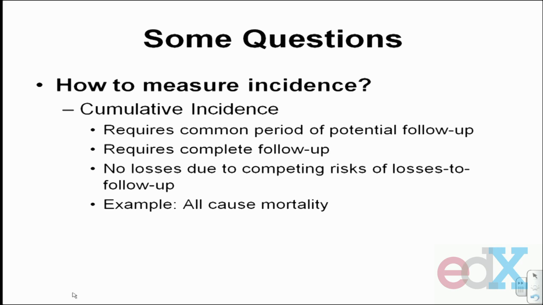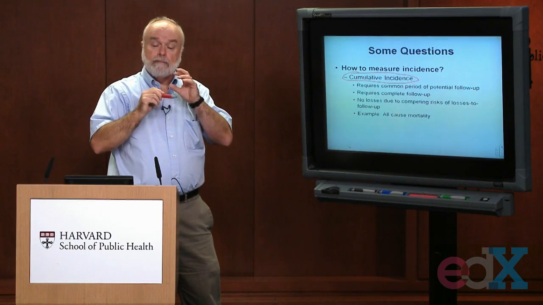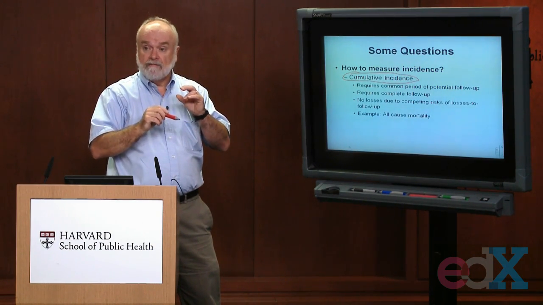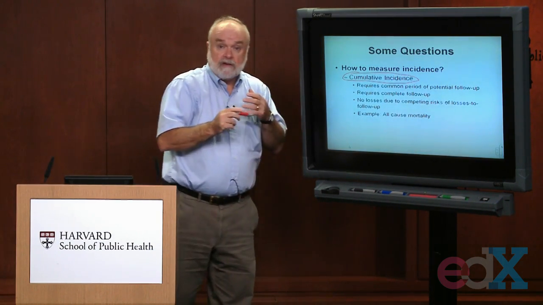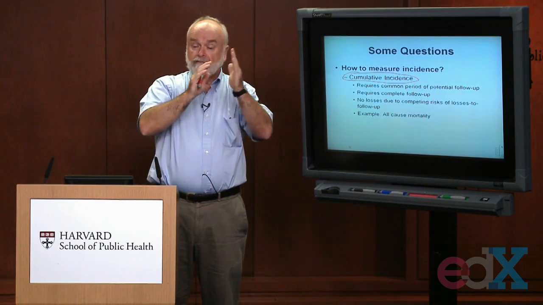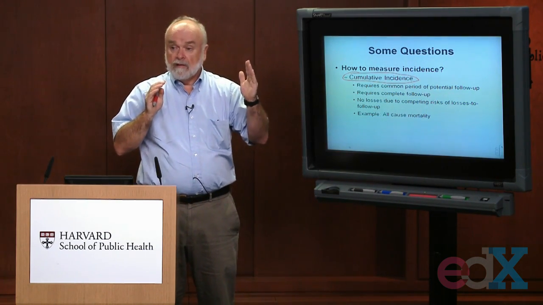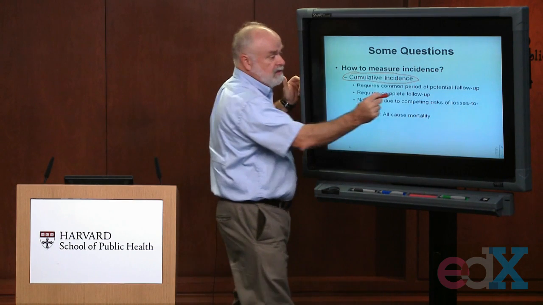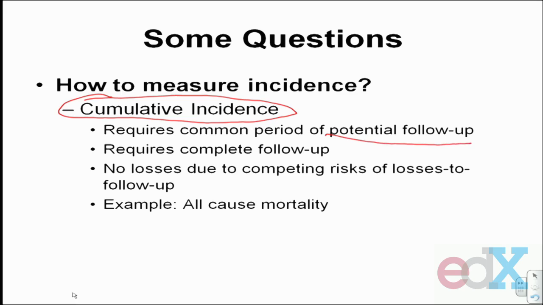Finally, how are we going to measure incidence? Well, we have two ways of doing that. I've talked about cumulative incidence. That can be measured in cohort studies, providing you have complete follow-up on individuals. So to measure cumulative incidence, we have to be able to follow everybody for a fixed period of time. So first of all, everyone has to have the same potential follow-up. Everyone's going to be followed for, say, 10 years. I want to measure the 10-year cumulative incidence.